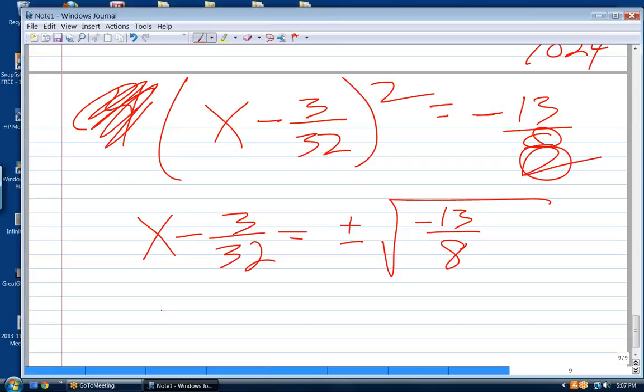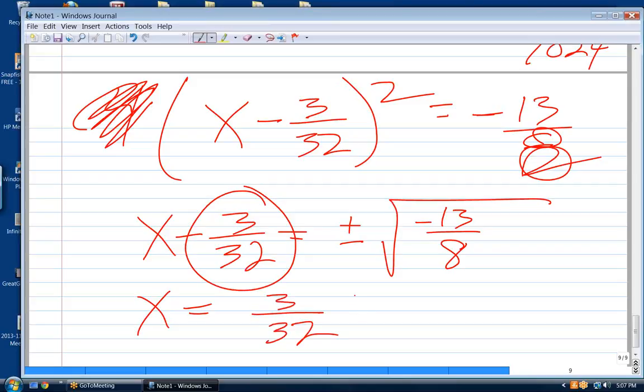So the final answer, I'm going to move this over, put it first, because that's where the rational number belongs. And this becomes plus or minus the square root of 13/8 i. And this actually does simplify because the denominator is square root of 8, which becomes 2 root 2. So that's how you do completing the square.